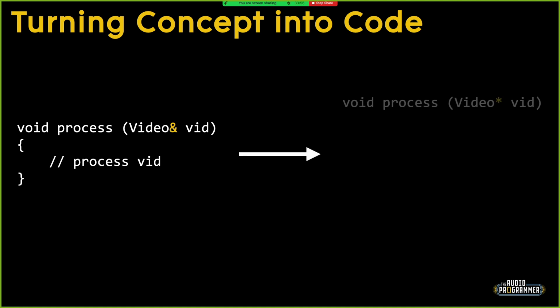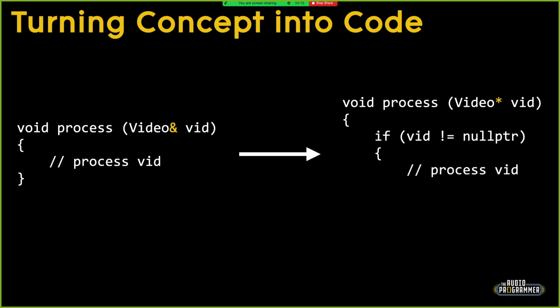Okay. So we have this video, and now we have a video pointer rather than a video reference. Okay. And then we open. The key difference between a reference and a pointer is that we need to make sure that the video is actually pointing towards something before we try to process the video. Okay? So that's the main difference between a pointer and a reference.